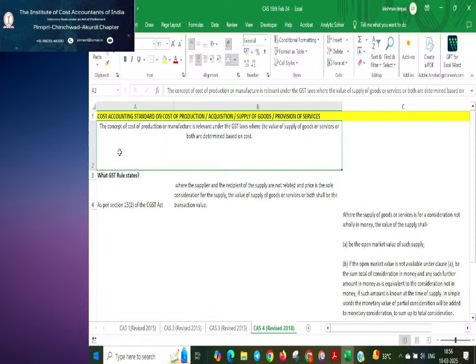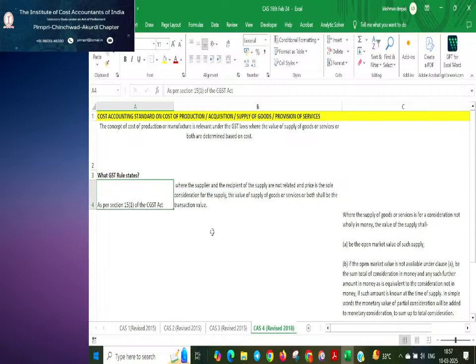So the concept of cost of production or manufacture is relevant under GST laws. They don't see the sale, they see the goods produced or manufactured. So GST is taking all the things in hold. There is no excise and VAT and all those things, except for few goods which are outside the purview, like the petroleum products, which are not there under GST.